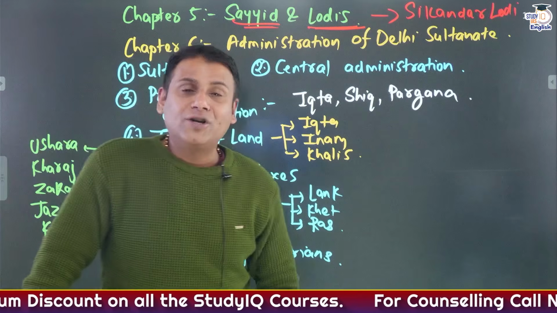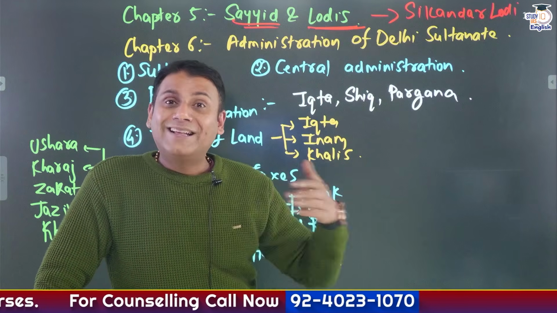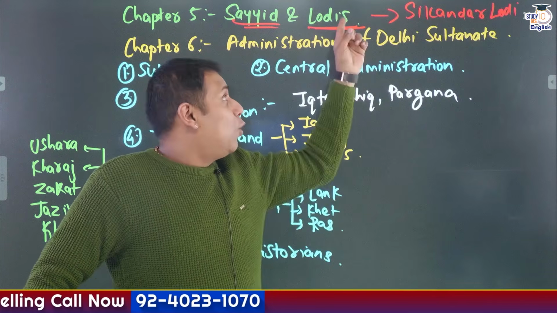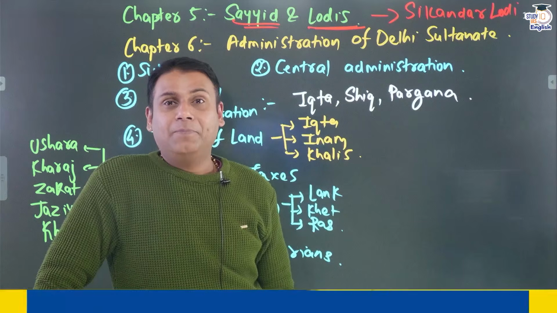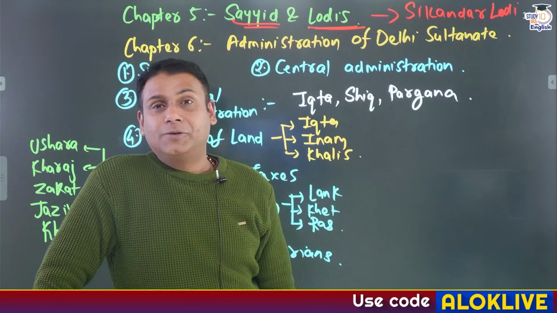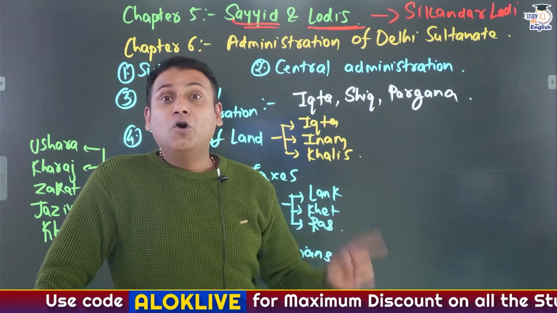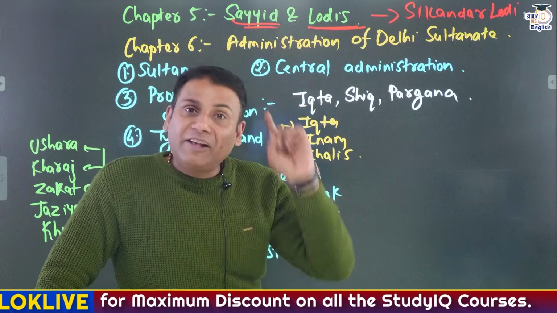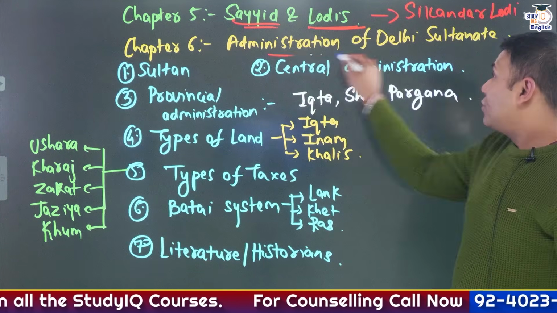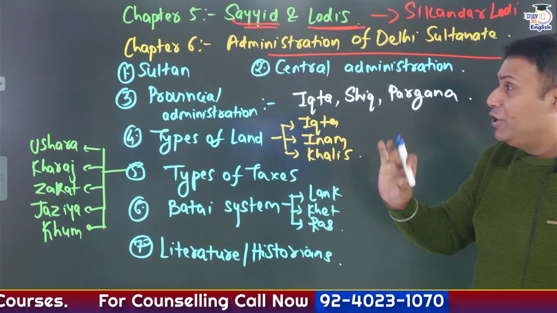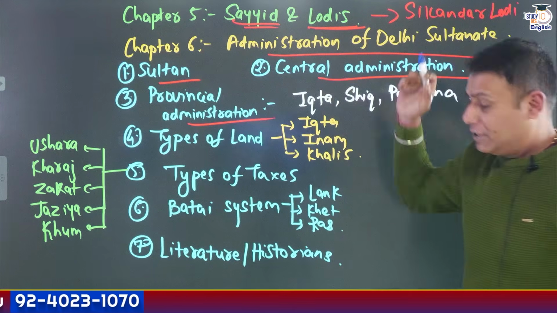Now there can be a question, which among the following rulers of the entire Delhi Sultanate ruled for the longest tenure? It was Behlol Lodi who ruled for the longest tenure, who was the founder of Lodi dynasty. Okay, he ruled for 38 years, followed by Firoz Shah Tughlaq, who ruled for 37 years, followed by Muhammad bin Tughlaq, who ruled for 26 years. Clear?